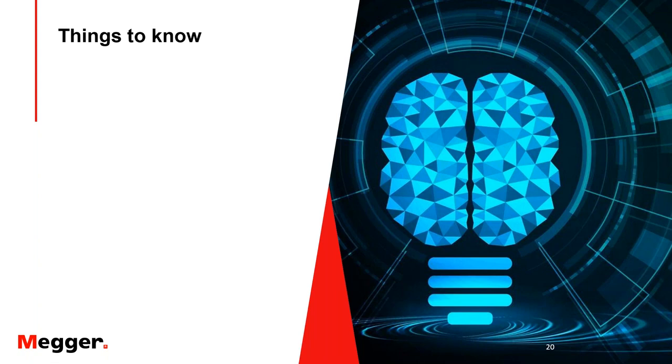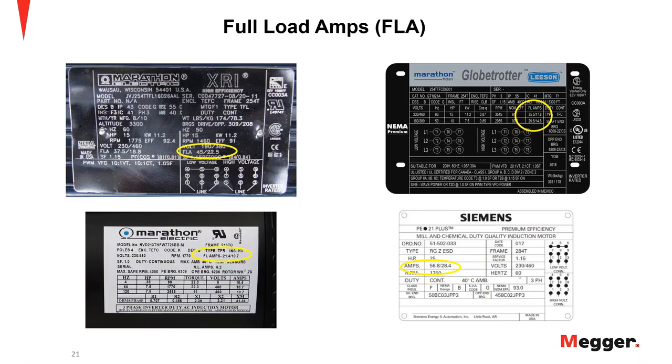So here are some things to know when we're actually trying to set this information into these protective functions and in these different relays. And one is full load amps. What we need to do is find where it's printed or some type of manufacturer documentation. And most of the time, as you can see here, the full load amps is marked. I've got a couple images here, just some examples of where this information lays.